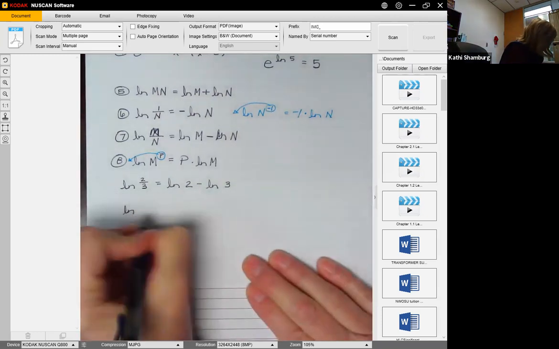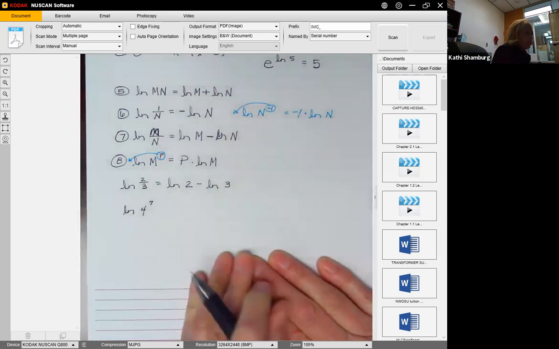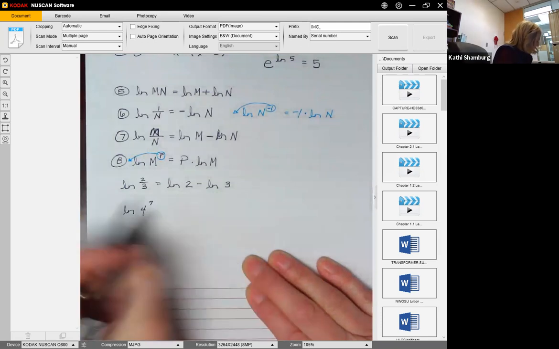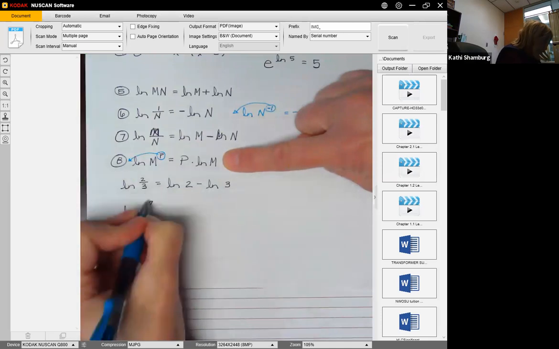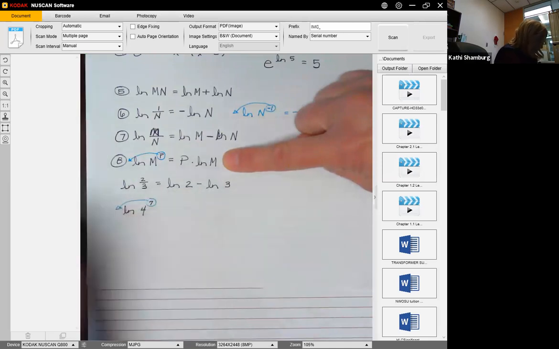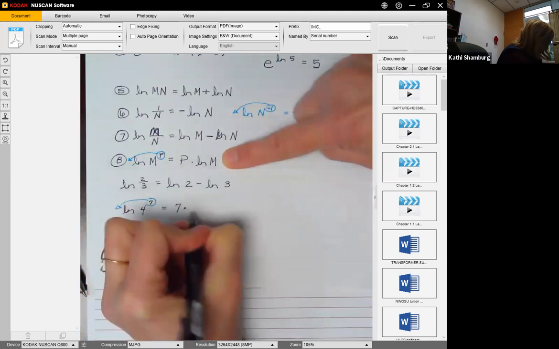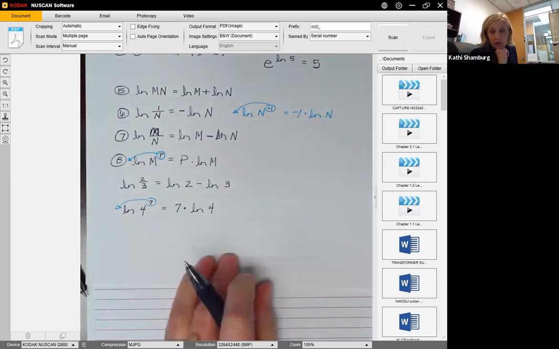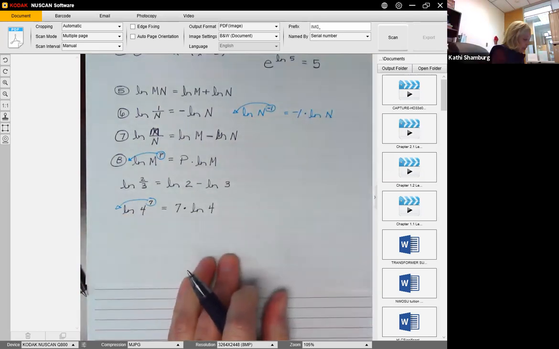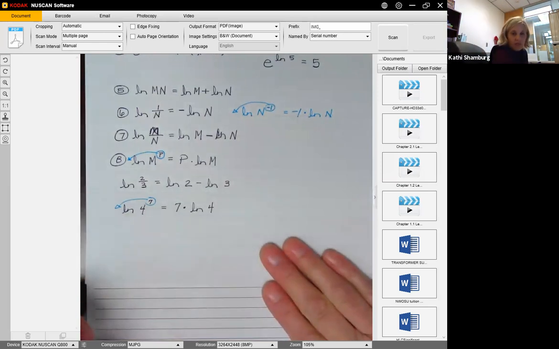All right, another example. Natural log of 4 raised to the 7th. I have an exponent, so this is going to be applying property number 8, and that can be rewritten as 7 times the natural log of 4. Of course, you can go in your calculator and confirm that those do equal, but right now we're just looking at the properties in general, okay?